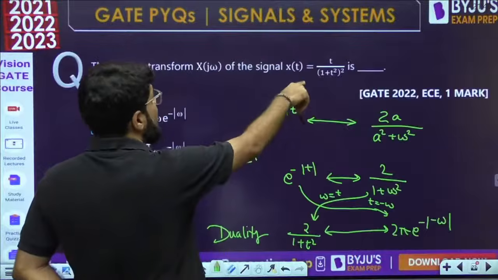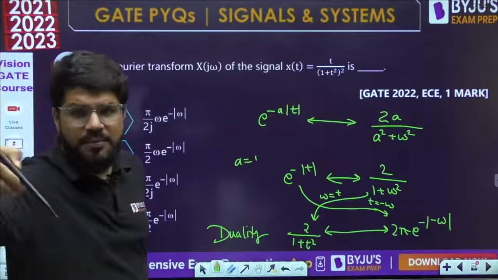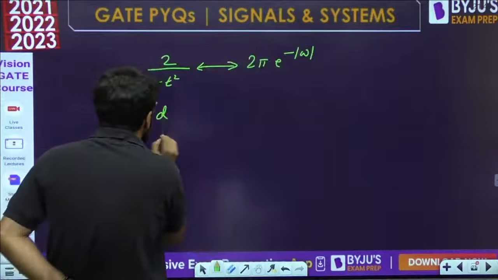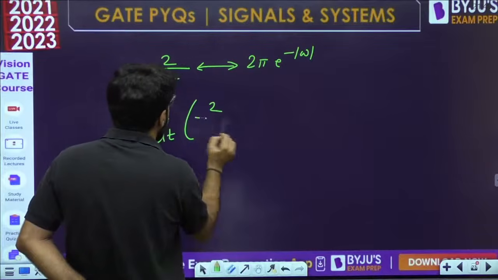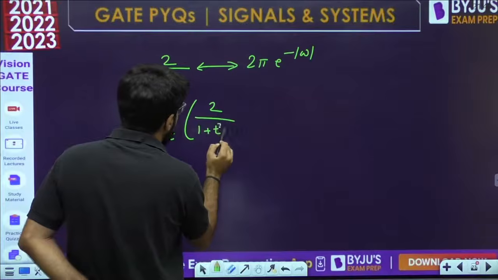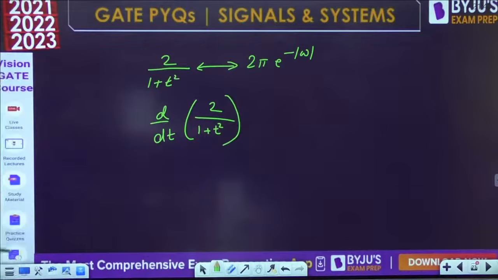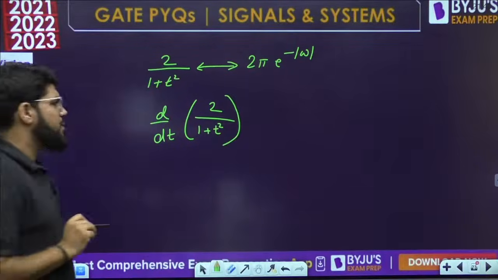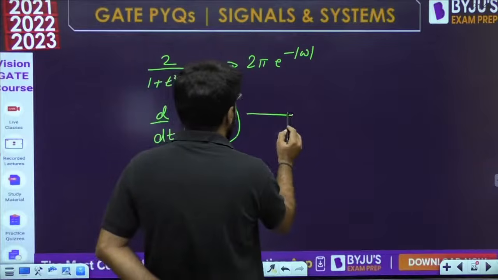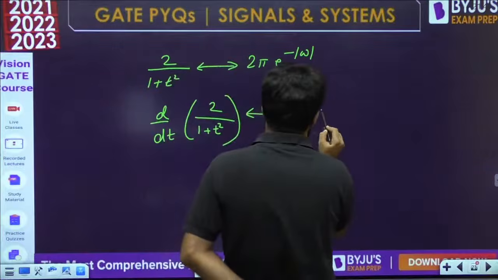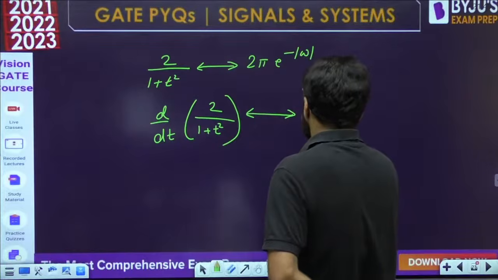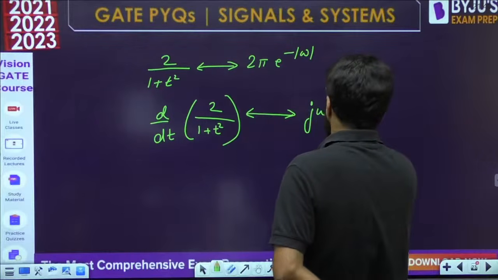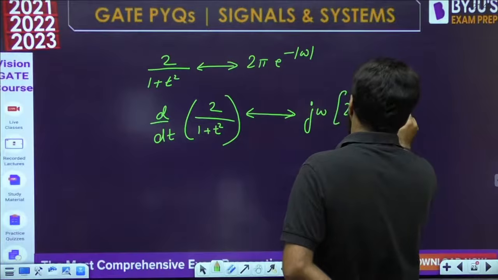Now, but I want (1 plus t square) whole square. The denominator has to be squared. So the next idea is to differentiate this. d by dt of 2 upon 1 plus t square has the Fourier transform equal to, now derivative in time, the Fourier transform is multiplied by j omega: j omega times 2 pi e power minus mod omega.